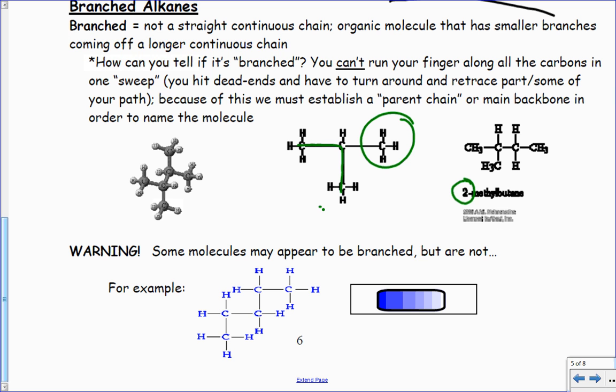Some molecules may appear to be branched, but they are not. And here's an example. Let me show you why I know it's not branched. If I take my pen and I put it down on a carbon, and don't take it off, can I connect all the carbons? 1, 2, 3, 4, 5. So that is the same thing as this. 1, 2, 3, 4, 5. The thing is just bent.